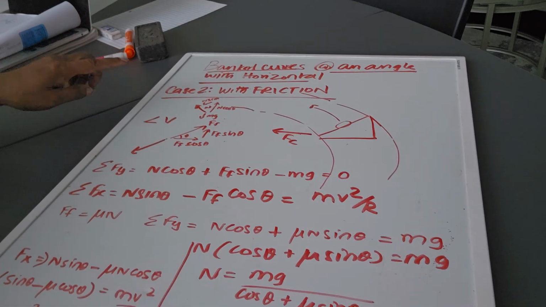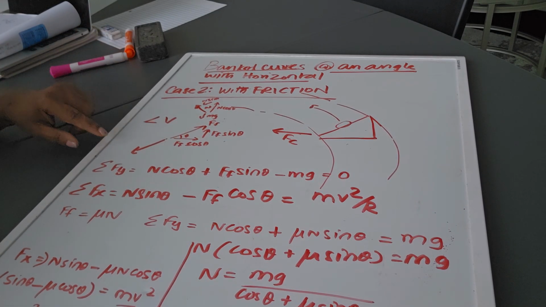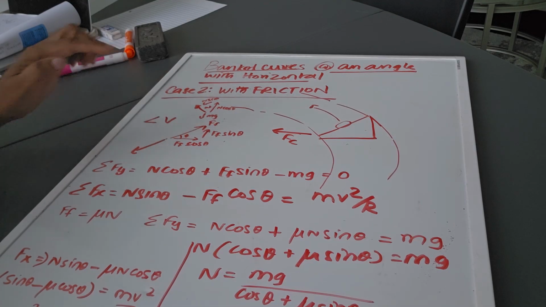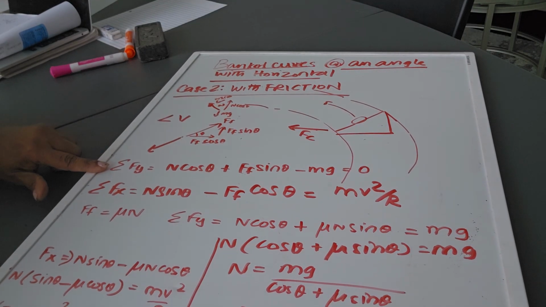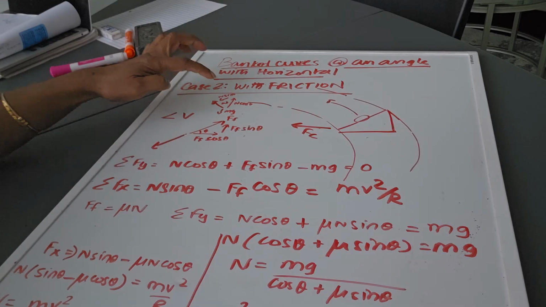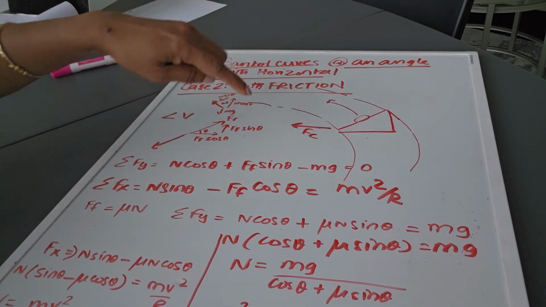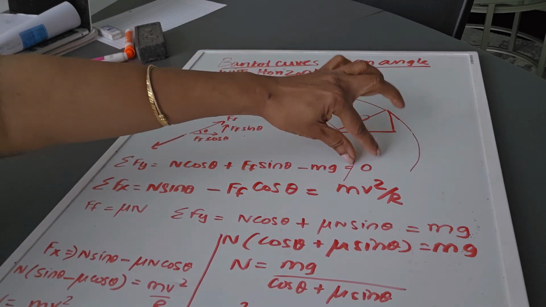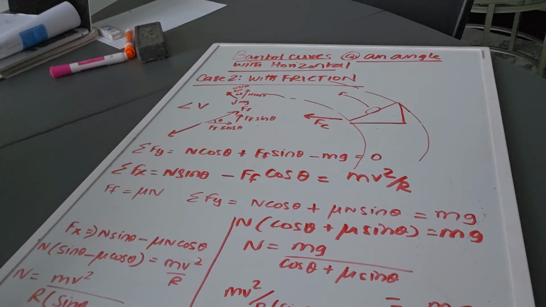All right, the second case, where you have friction. Like I said, the friction is going to help in the scenario where the velocity is less than v. If you think about it, if it's less than v, the car is going to slide down, which means the friction is going to act up. So we split the friction into components: frictional force cosine theta for x and frictional force sine theta for y. And if we rewrite our sum of the y forces, we will have N cosine theta acting up, frictional force sine theta also acting up, and mg acting down, equal to 0 since we don't have acceleration in the y direction.